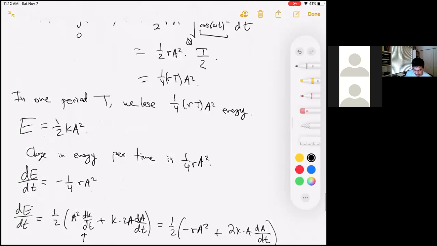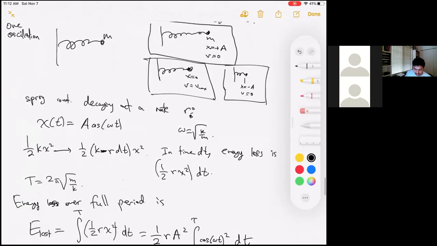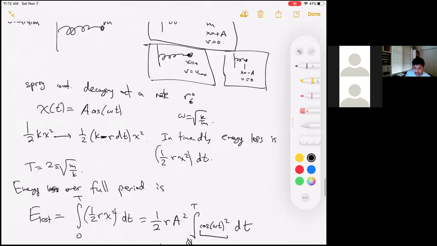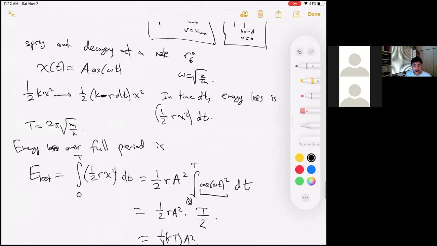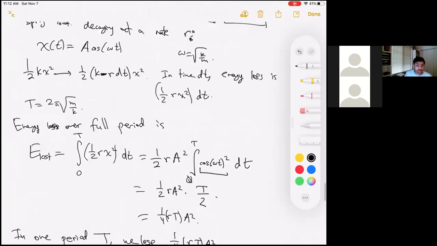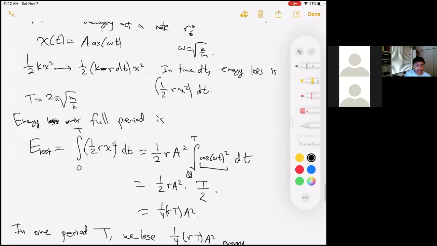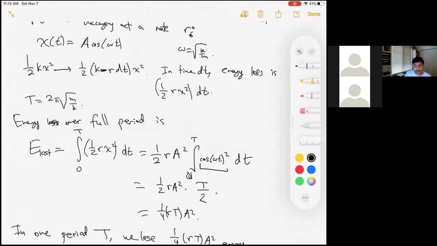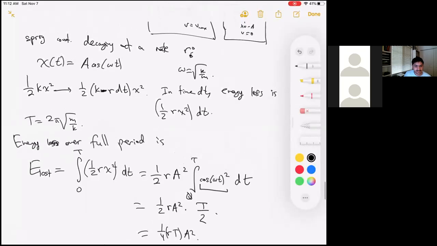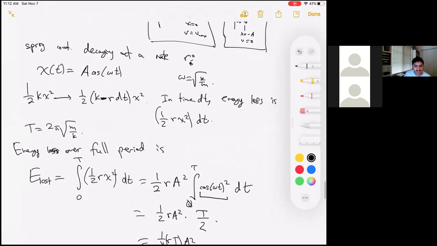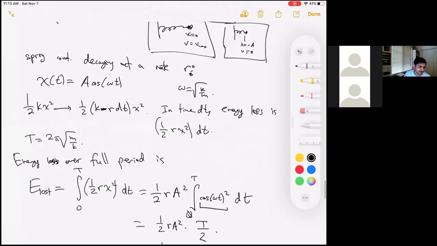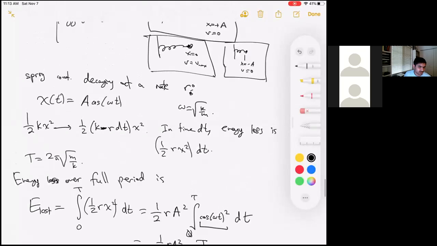This was kind of a long and tricky solution, but it tells us important principles about energy loss. If you have energy loss in the system, then we're calculating how much energy is lost over an entire cycle. I know this was quite fast and hard, but does anybody have any questions about the setup and what our general approach was to solve this problem?